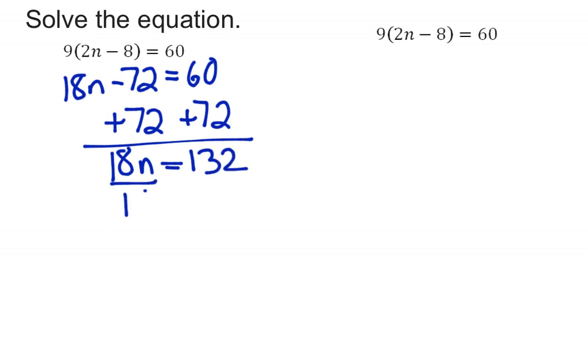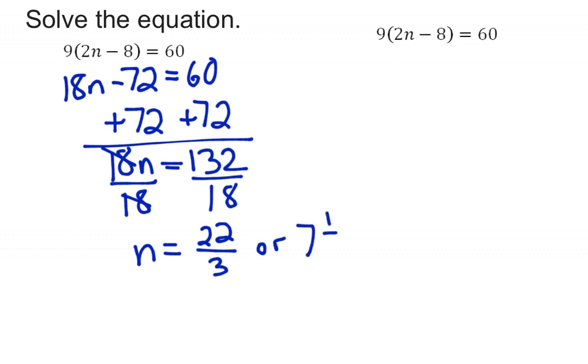Now I divide both sides by 18, reduce the 18s, I'm left with n is equal to, this fraction simplifies to 22/3, which could also be expressed as 7 1/3 in mixed number form.